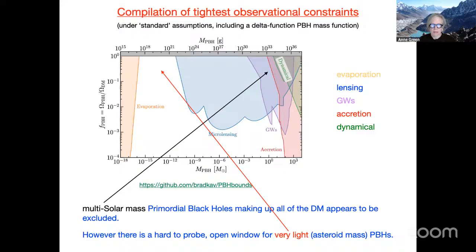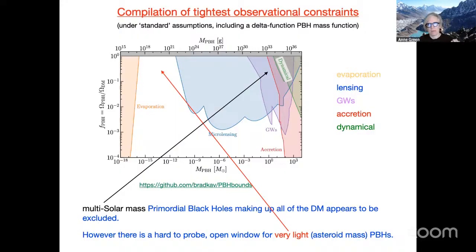So summing up the key things from this plot, the multi-solar mass primordial black holes that everybody got excited about after LIGO-Virgo, it appears that they're excluded unless there's something going very wrong with the calculation of multiple constraints.